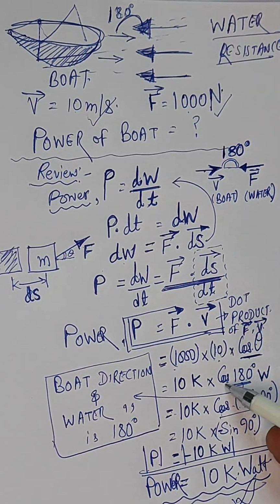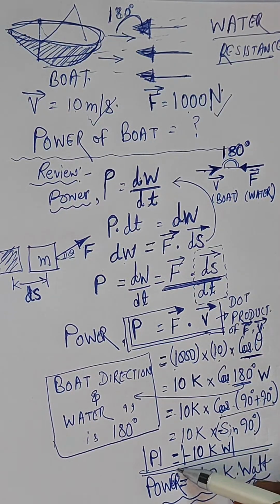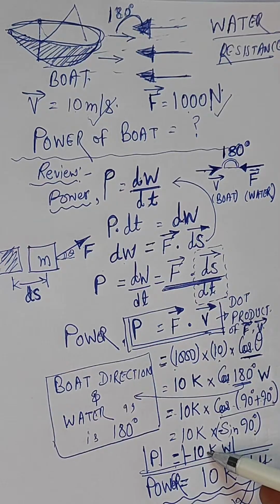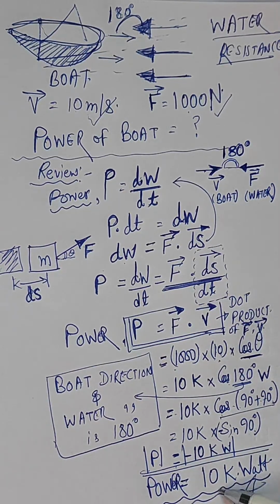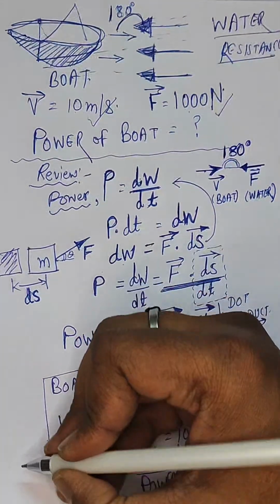That's why we have considered cos 180 degree, whose value is coming as minus sine 90, which is minus 1. So 10 into minus 1 becomes minus 10 kilowatt. If you consider the magnitude of the power, this is 10 kilowatt. And this way we have solved this question, my dear friends.